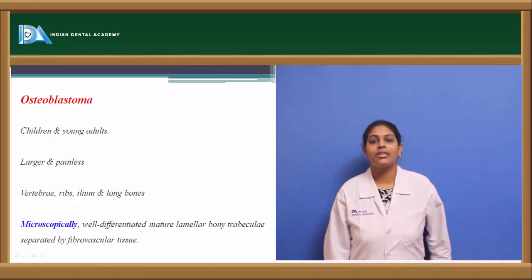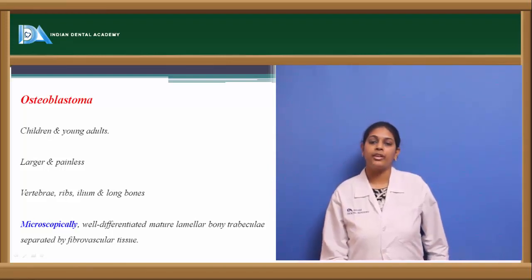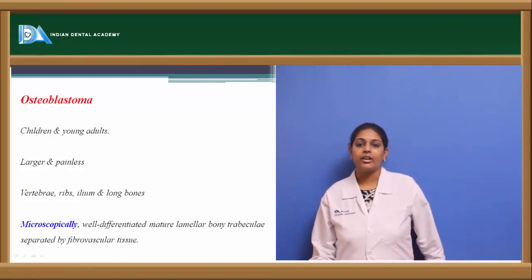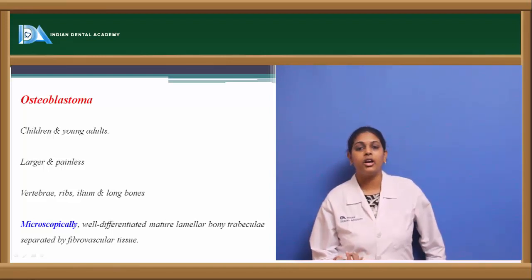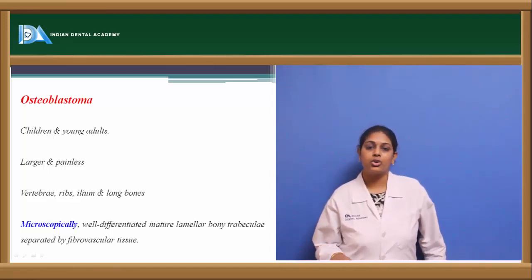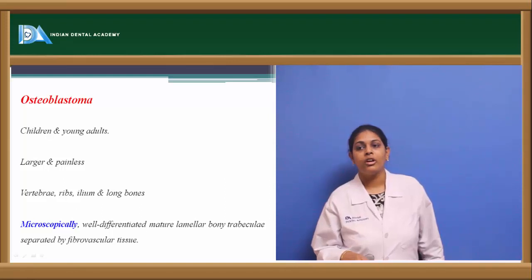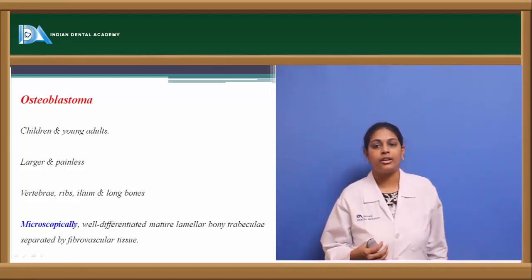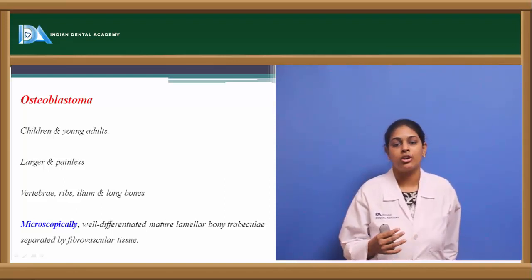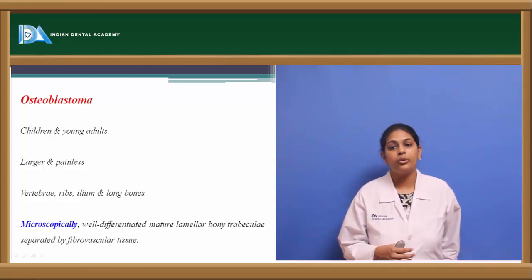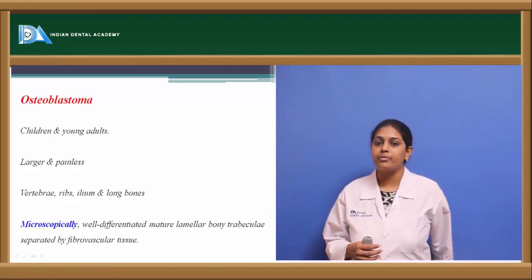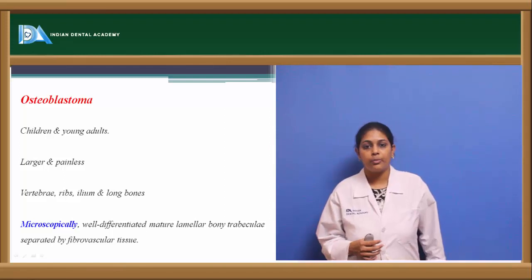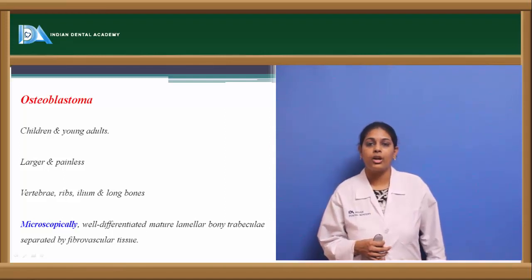And here also we see that the patients involved, most commonly the age group, are children and young adults, but here we see that the tumor is usually large and the patient complains of a painless sensation, but it is larger when compared to that of the osteoid osteoma. The most commonly involved areas are the vertebrae, ribs, as well as certain long bones, and the ilium is most commonly involved in osteoblastoma.